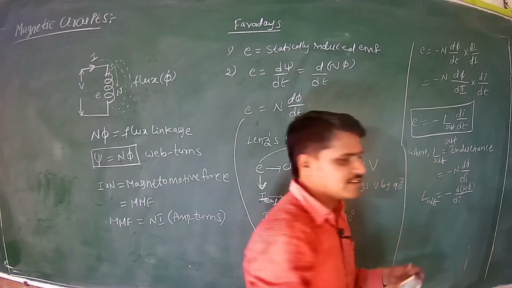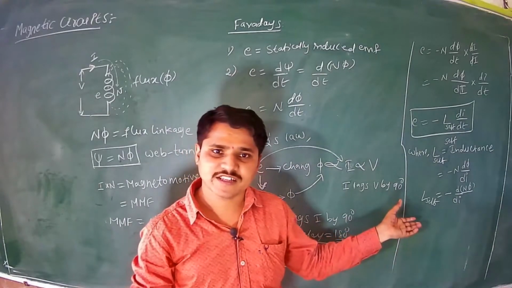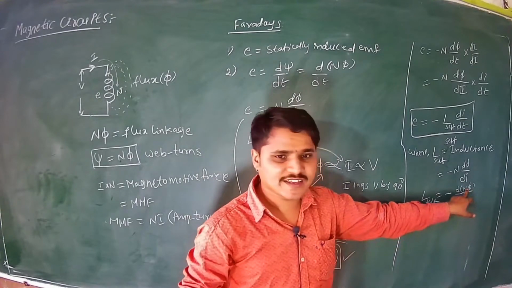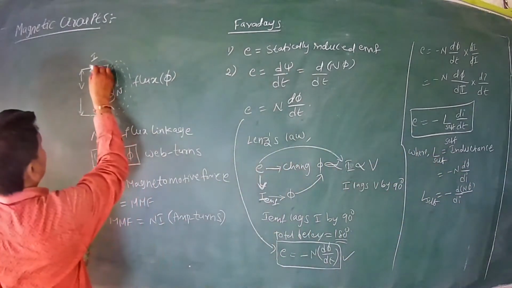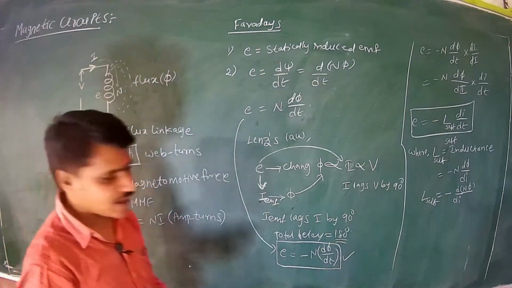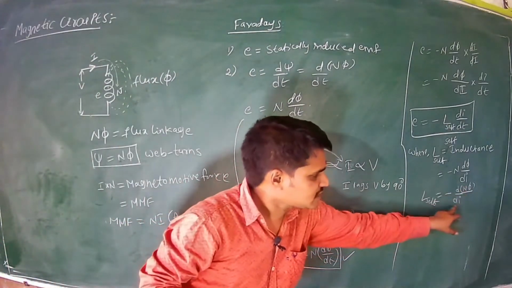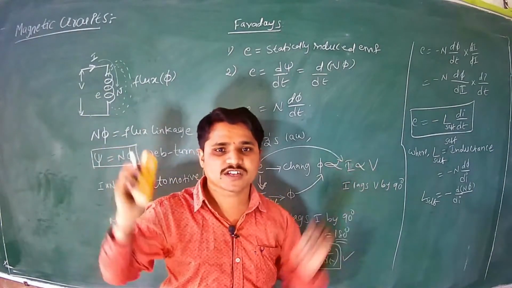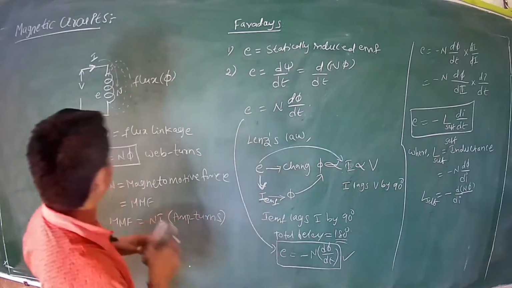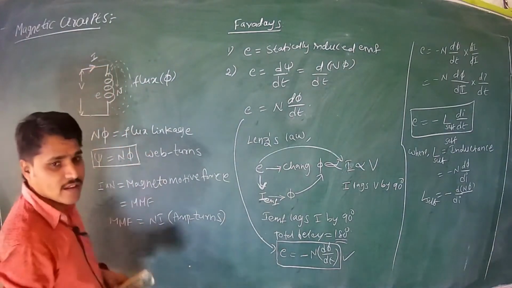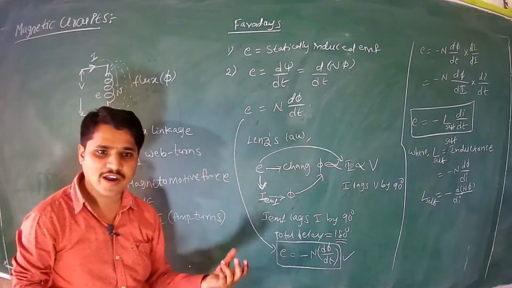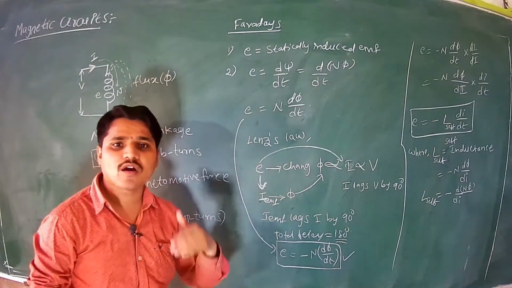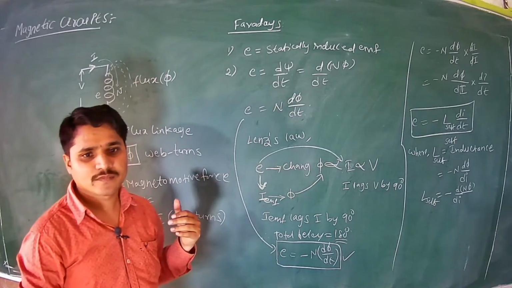That means how can we define this L self? So L self, the self inductance, is nothing but the rate of change of flux linkages with respect to the current flowing through the same coil. This is called self induction. Now whenever the current is changing in one coil, the voltage is induced in the same coil. That property is what you call the self induction property.